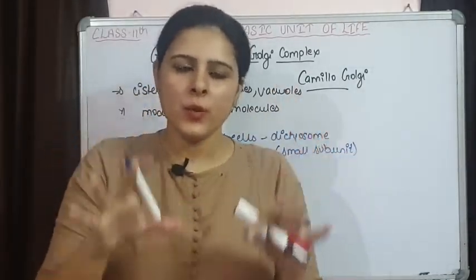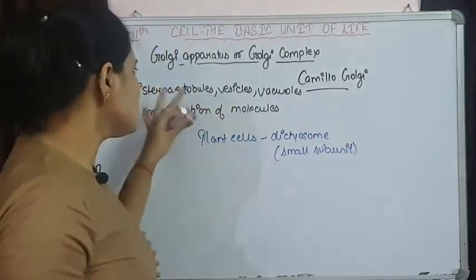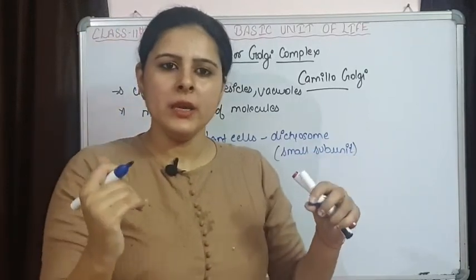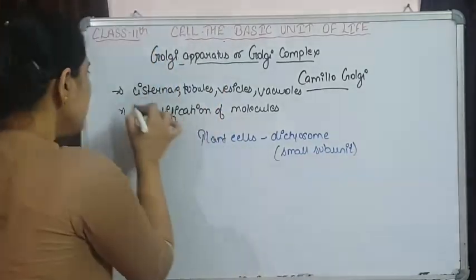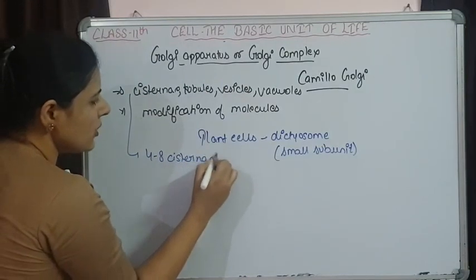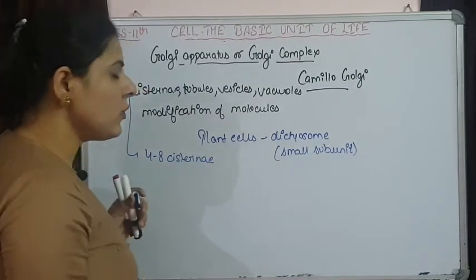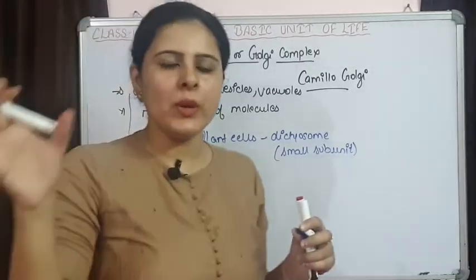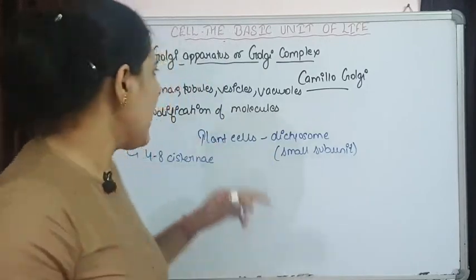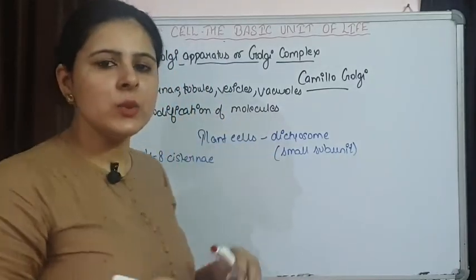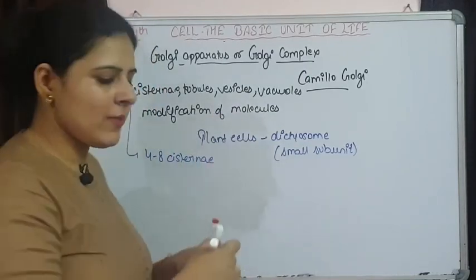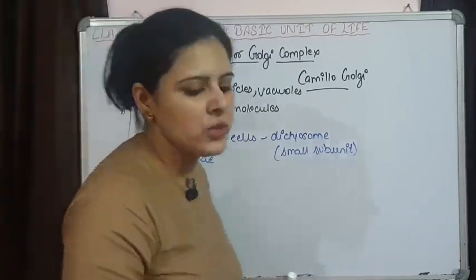Now the cisternae, these are again going to be the sac-like structures that are going to lie parallel to each other. So generally 4 to 8 cisternae are going to be present in a Golgi apparatus, and they are also going to have a matrix, they are going to enclose a lumen that will be having a fluid. Again tubules are associated with this Golgi apparatus. So first let's talk about cisternae, after that we are going to move to the tubules.